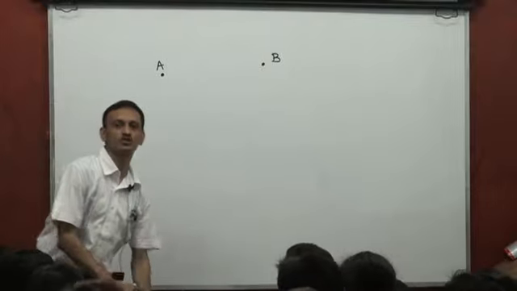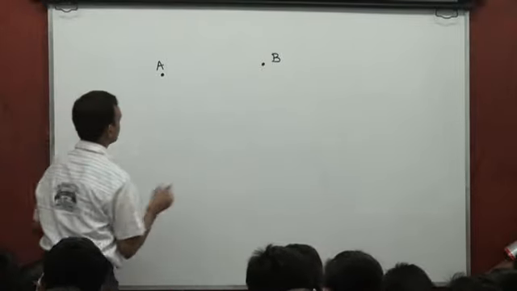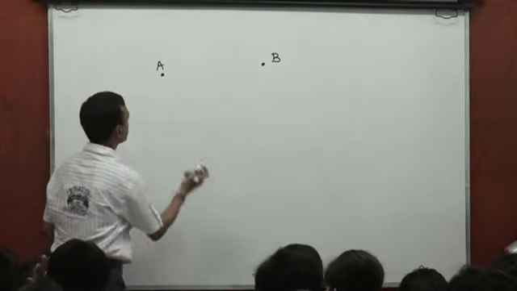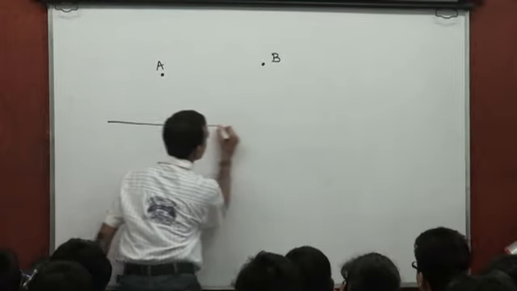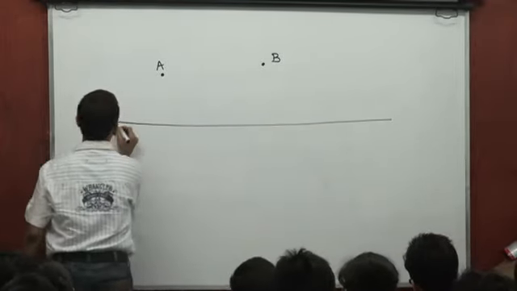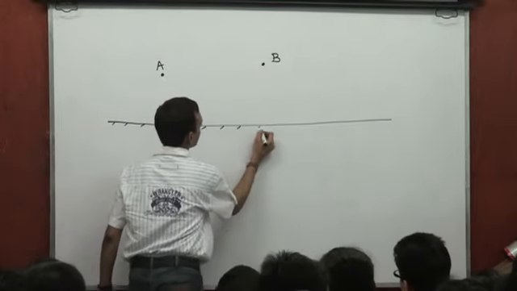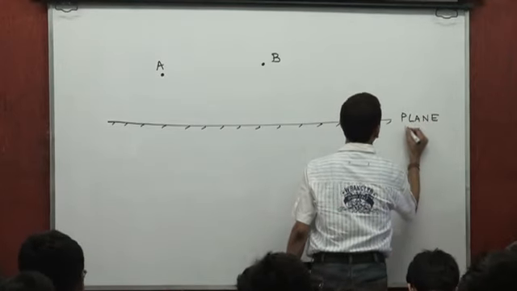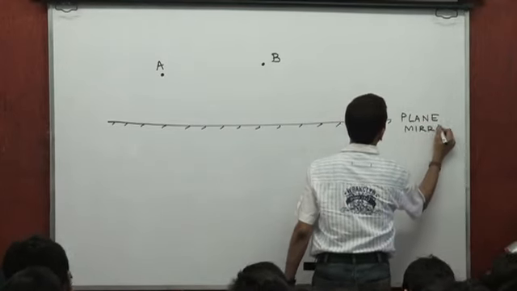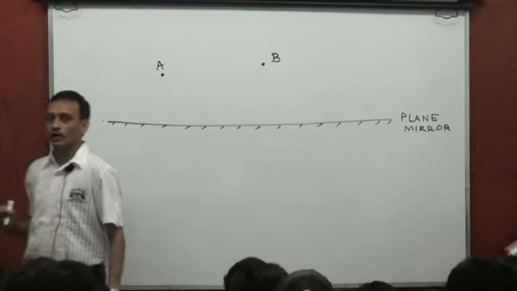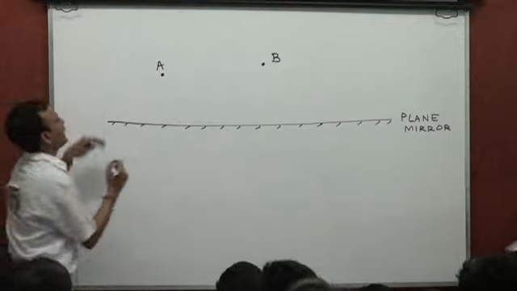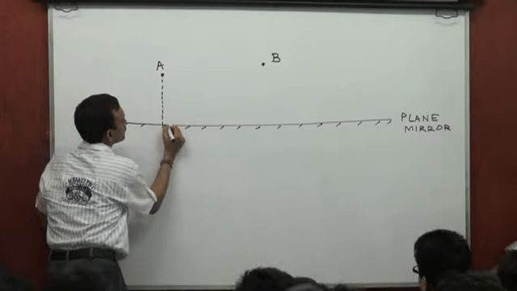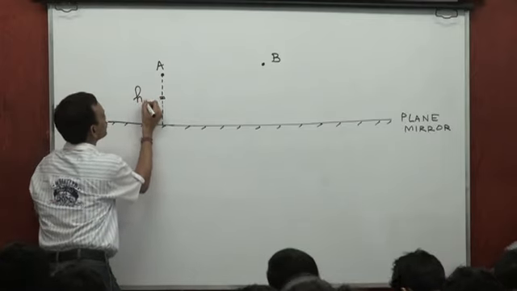Now, let me illustrate, let me explain. Suppose there is a point A and another fixed point B, right? And say there is a reflector, let's say a plane mirror. With respect to the plane mirror, the points A and B are fixed. Let me locate points A and B by two numbers, H1 and H2.